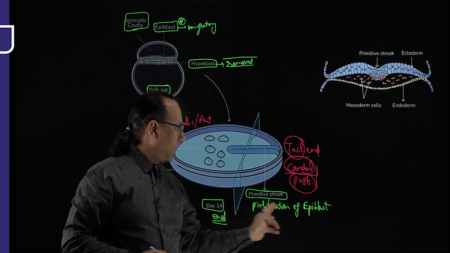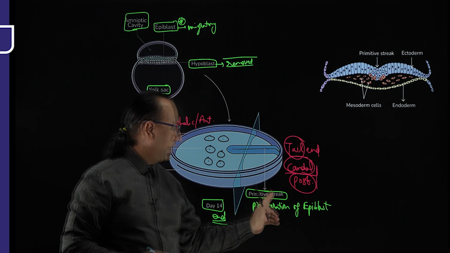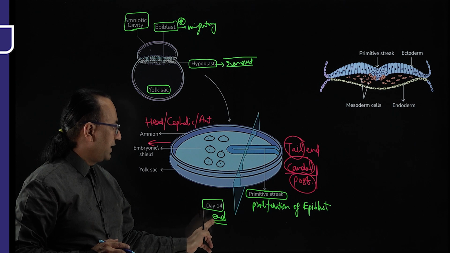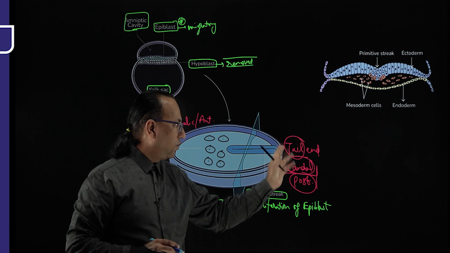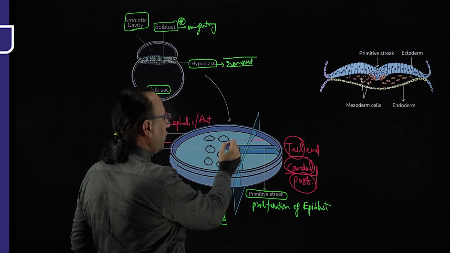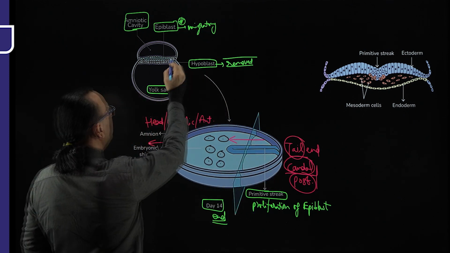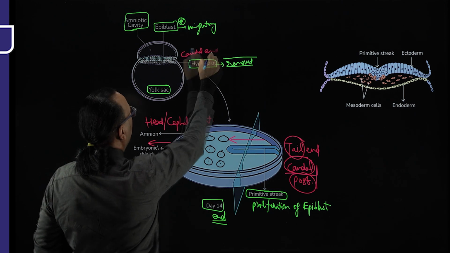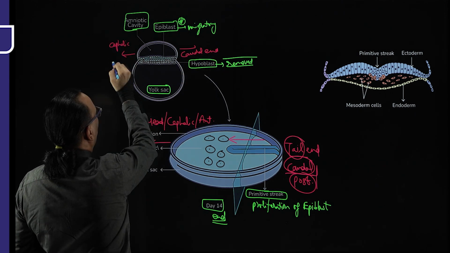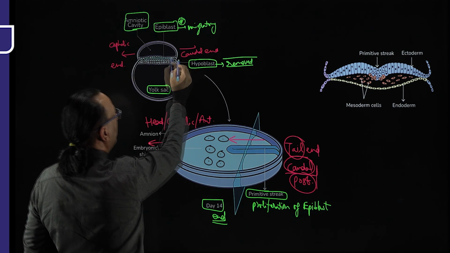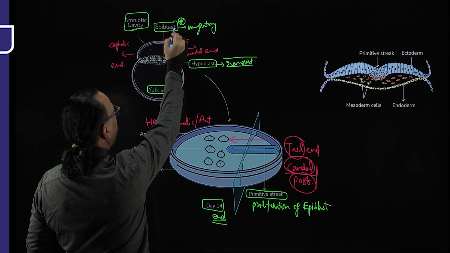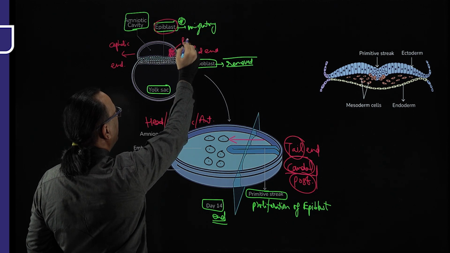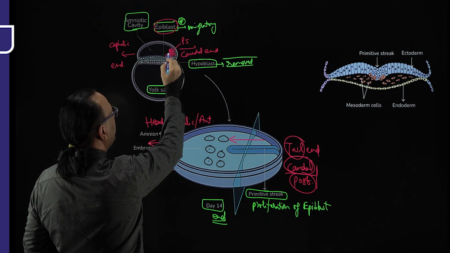The proliferation of epiblast cells, the formation of the primitive streak, begins at the end of day number 14, that is the beginning of week number 3, and it starts forming caudocephalic. The direction is caudocephalic, which you can show here as well. Say this is the caudal end and that is the cephalic end. So what we find is, towards the caudal end, epiblast cells are proliferating and forming what is called the primitive streak, starting at the caudal end and moving towards the cephalic end.